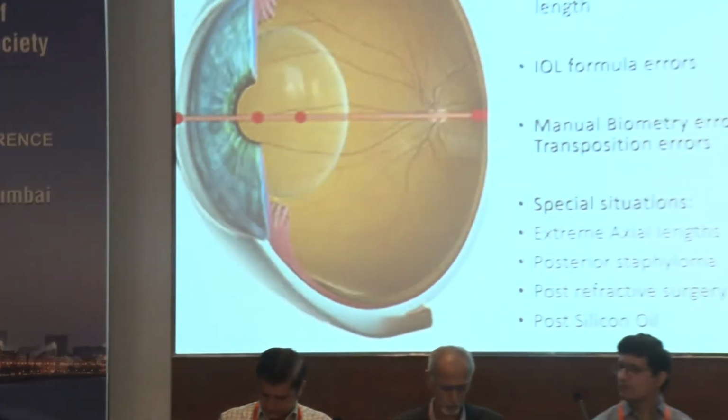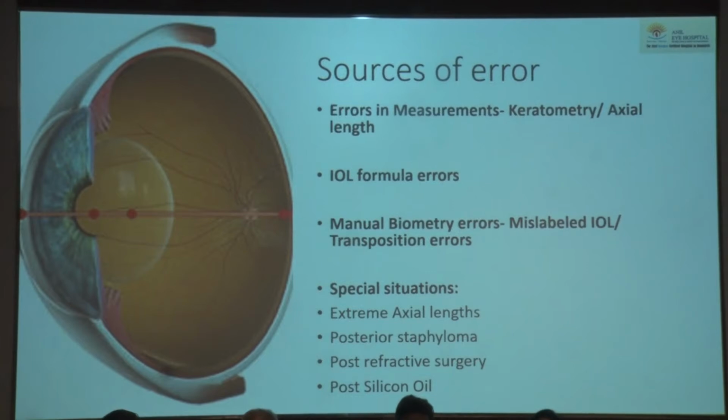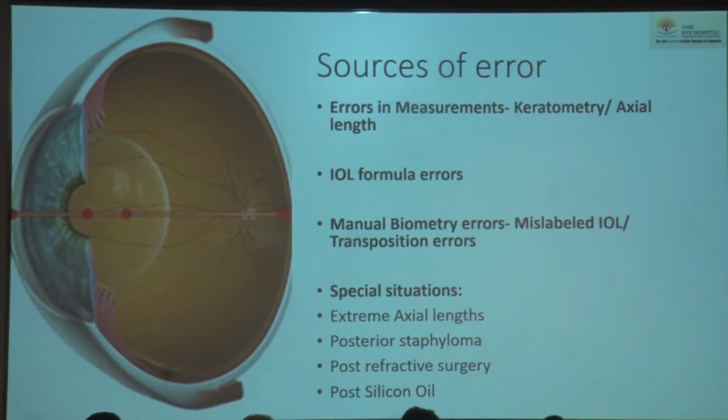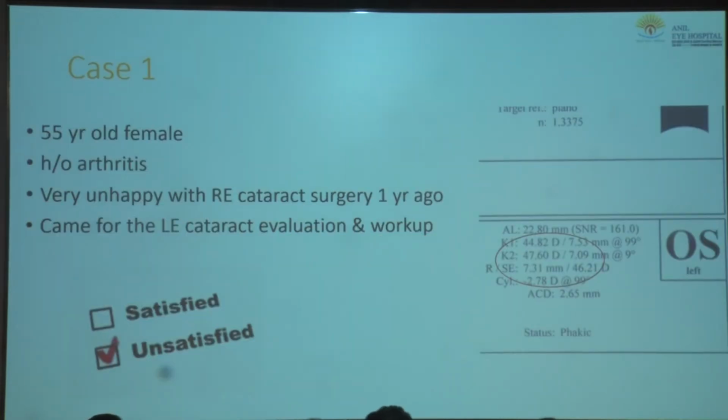But there can be problems in keratometry, there can be problems in the biometry of the A scan, axial length, or the IOL formula. A lot of errors are correctable, and all of them have to be prevented at all costs. You can have not only measurement errors, but also manual biometry errors, whether it's just a mislabeled IOL or transposition errors. And yes, we will also touch upon special situations where you can have problems and you need to take extra care. So let's see a few case examples.